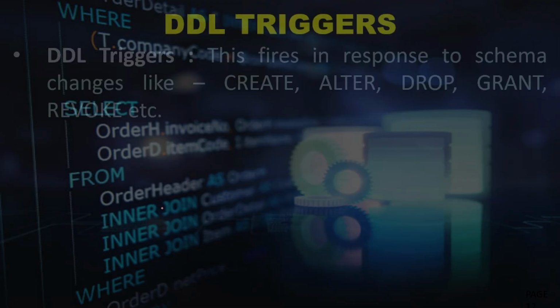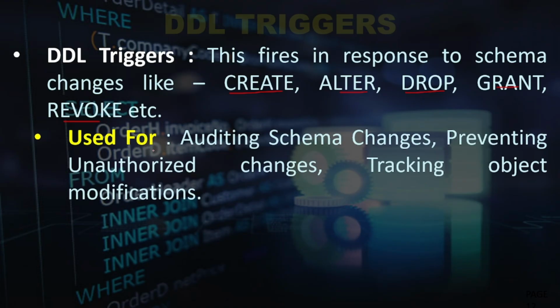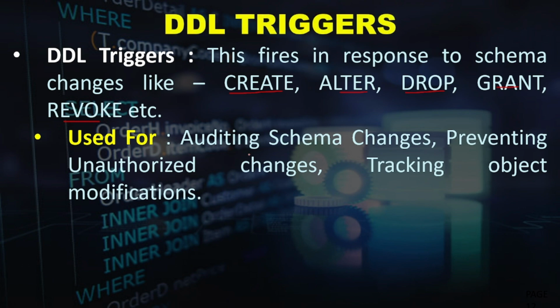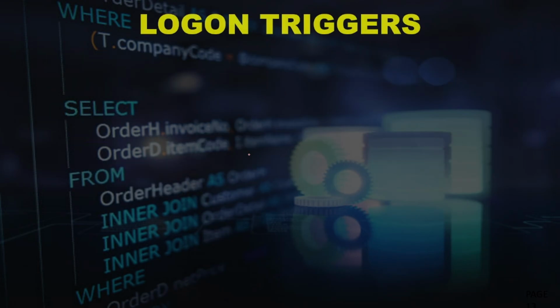Talking about DDL triggers. DDL activities like create, alter, drop, grant, revoke, these are all DDL activities. So triggers that fire in response to DDL activities are called DDL triggers. And these are basically used for auditing schema changes. So you have done a very good database design and you want to keep track of that. If somebody changes any design or schema, you want to keep track of that, and you can utilize DDL triggers there. The third is LOGON triggers.